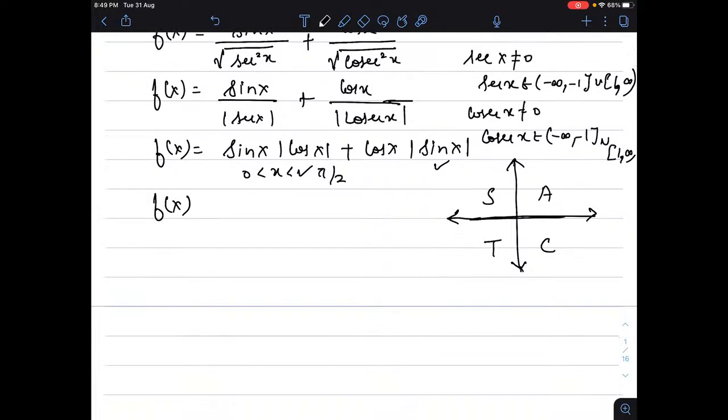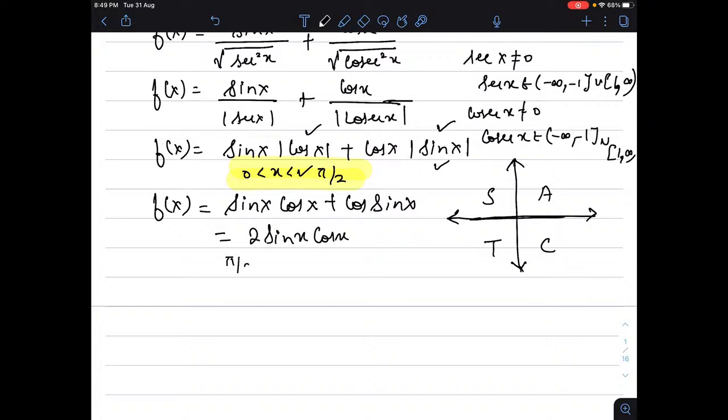So what we have to talk about, the mod will be opening with positive sign. Even this mod will be opening with positive sign, in the first quadrant if we are going to talk about. So that will be becoming sin x cos x plus cos x sin x over here. And that will be becoming 2 sin x multiplied by cos x. And guys, if we are going to talk about the second quadrant, pi by 2 is less than x and less than pi, then f(x) will be becoming, mod cos x will be opened with negative sign. So sin x multiplied by minus cos x will be written by us over here.